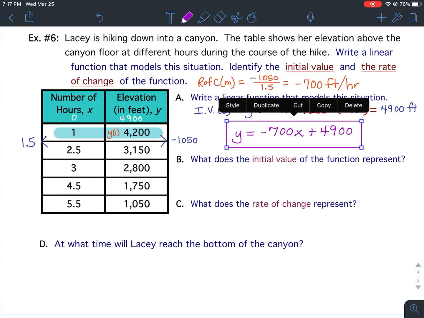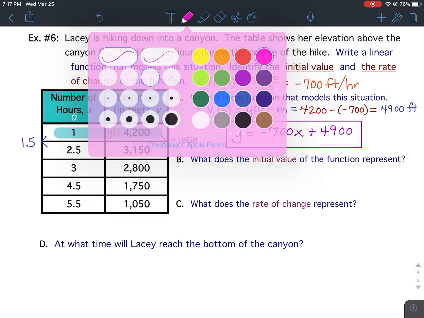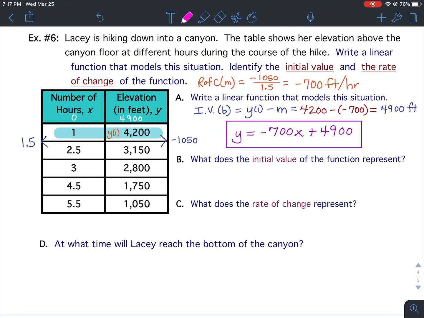So that is part A of the problem. Part B, what does the initial value of the function represent? Well, I've been saying this over and over again. The initial value is 4,900 feet. That's your initial value. And that would be the elevation at the top of the canyon. That would be your elevation at the top of your canyon.